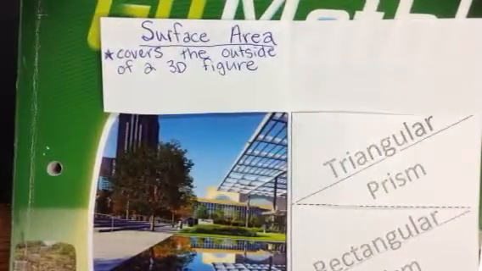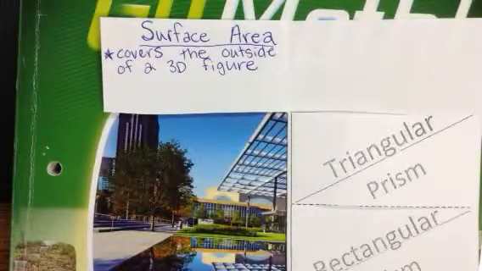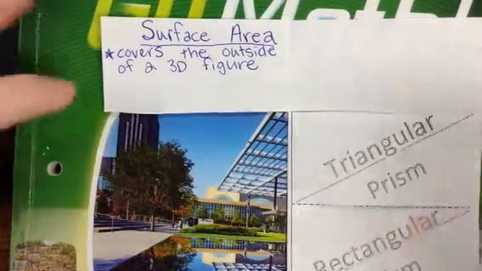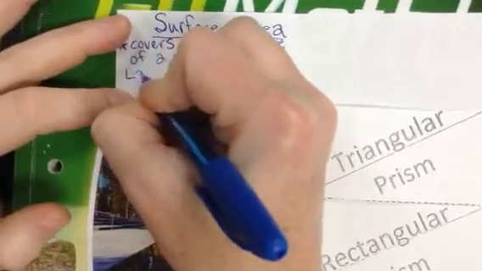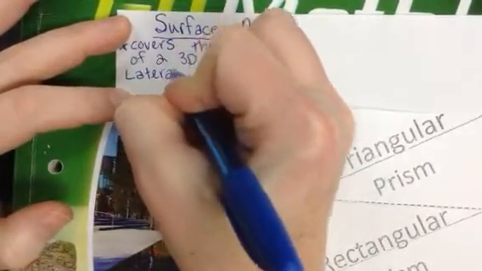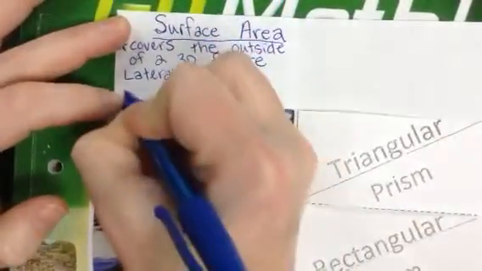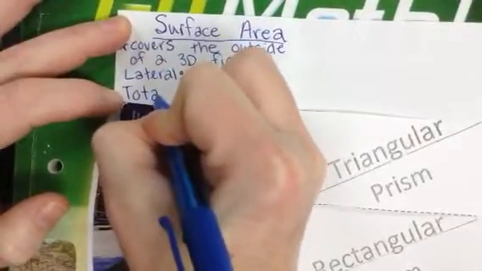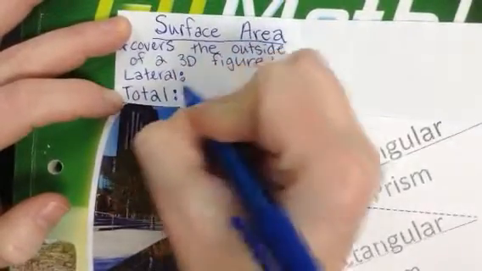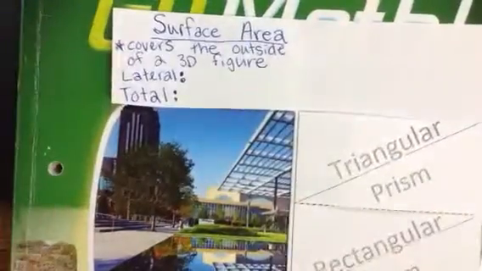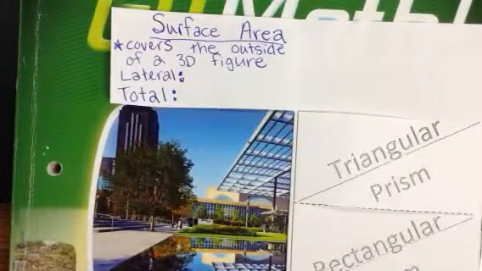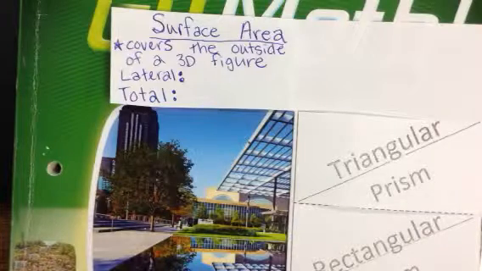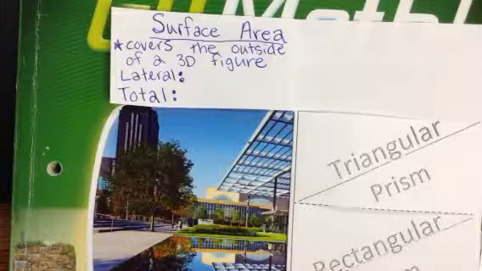On your formula chart, in the section that says surface area, it's broken down into two different parts. So you have lateral and you have total. So whenever you go to work a surface area problem, you also need to decide, well, are they asking for all of the surface area, or are they only asking for part of it?